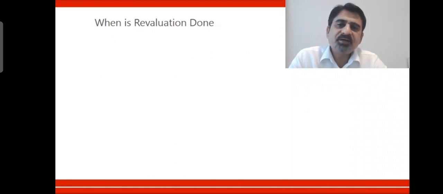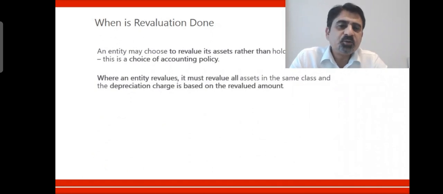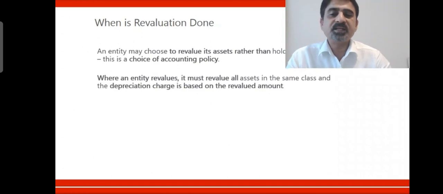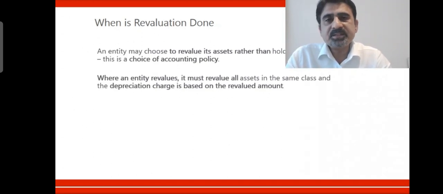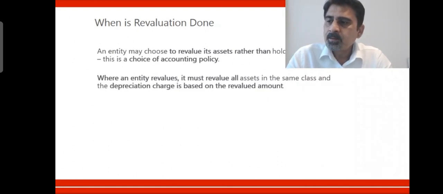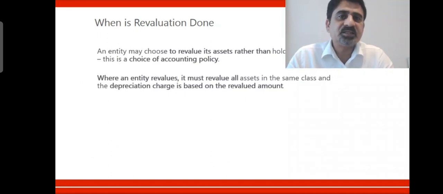So when is revaluation done? So an entity may choose to revalue its assets rather than hold them at cost. This is a choice of accounting policy. Where an entity revalues, it must revalue all assets in the same class, and the depreciation charge is based on the revalued amount. So it means that if you decide to conduct a revaluation process on some of the assets, then you must do revaluation for all of the assets within the same class.